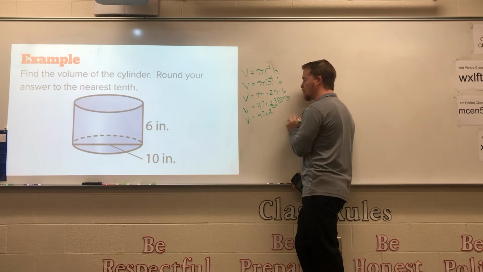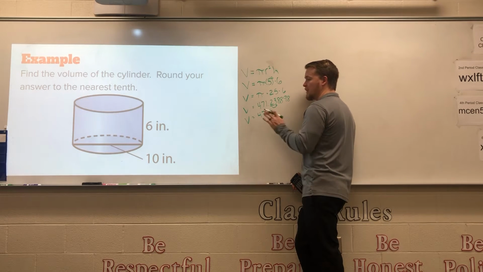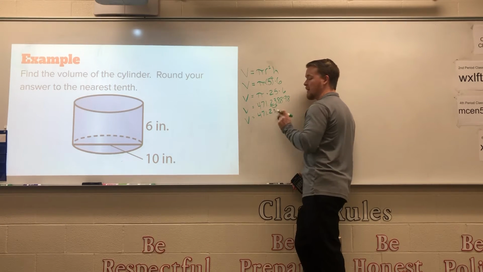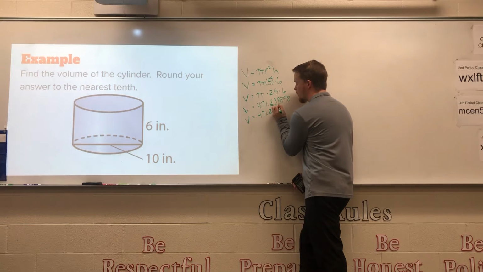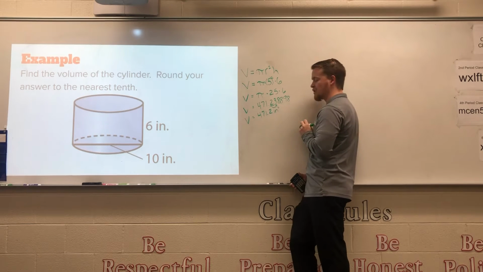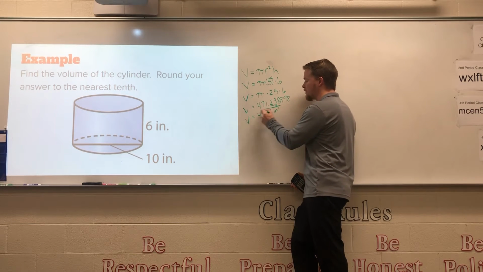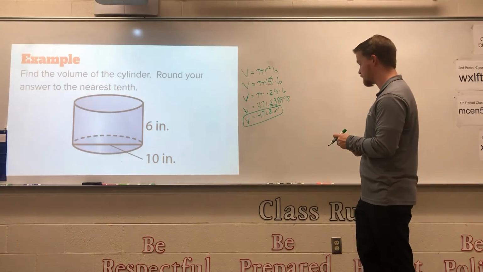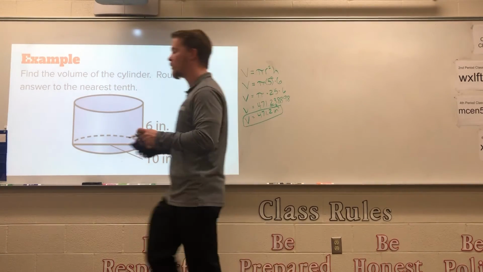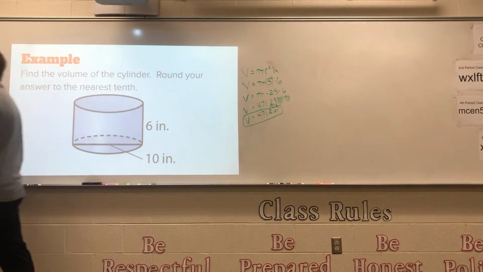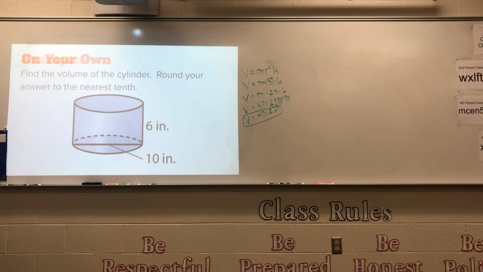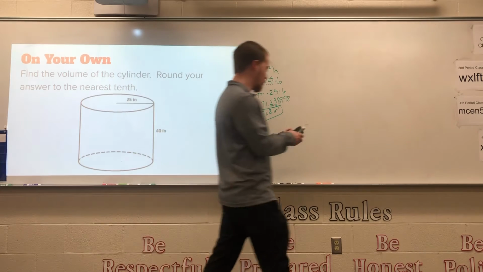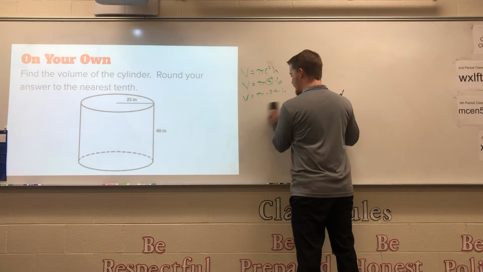So it would be 471.2. And then your units are inches, and for volume, it's to the 3rd power. So it's what we call inches cubed, or inches to the 3rd power. So there's your final answer, 471.2 inches cubed. Okay, so that's how we work through finding the volume of a cylinder. So I want you to try this one on your own. Again, you have to pay attention to what's given to you and where you plug that in.